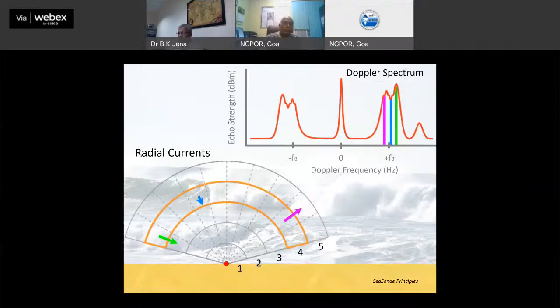As I told earlier, when these currents are moving, this is only one system, called radial currents. And to get the total currents, we require one more system. I'll come on to that. Radial current means the green color is coming towards, and this is going away. When we plot the spectra here, the green color is positive, blue color is also positive, whereas this pink color is negative. From this Doppler frequency, we can estimate the current speed. So this is called radial currents.